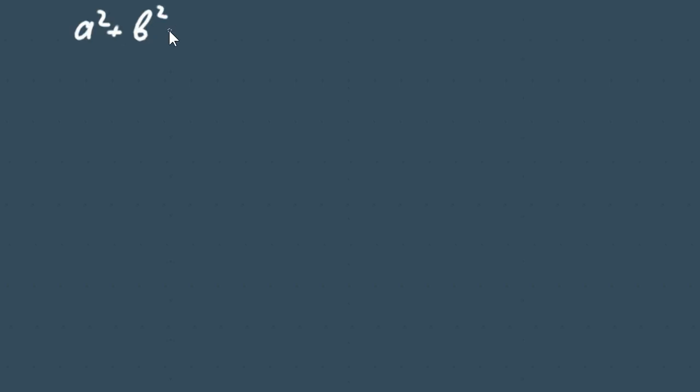Let's look at the formula for the square of the sum of two numbers. I don't know what these numbers are, so I'll label them with the letters A and B. And the square of the sum of two numbers will be equal to the sum of the squares of these numbers, plus the duplicated product of these two numbers.